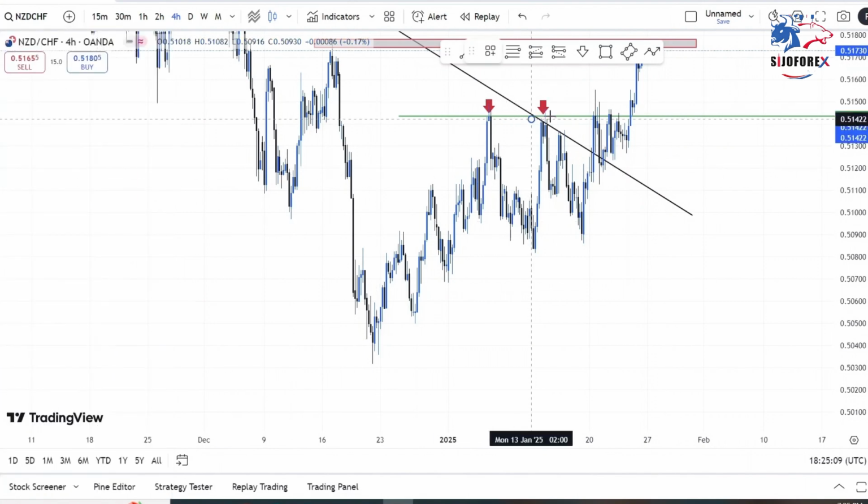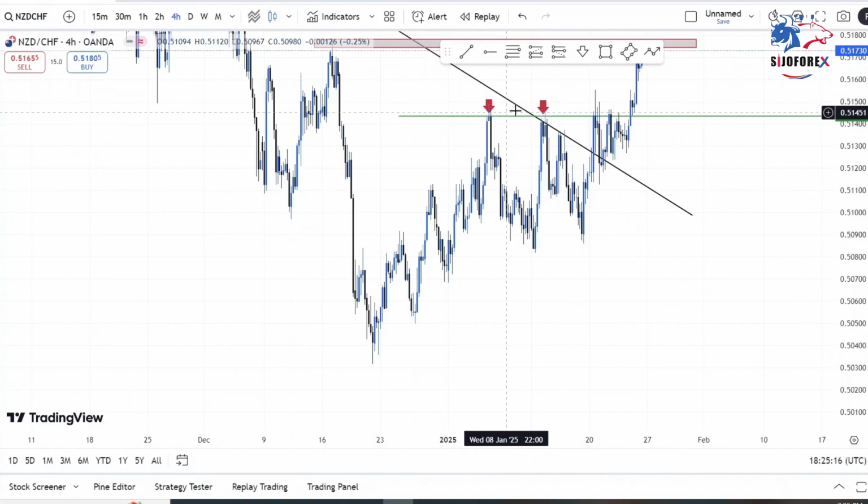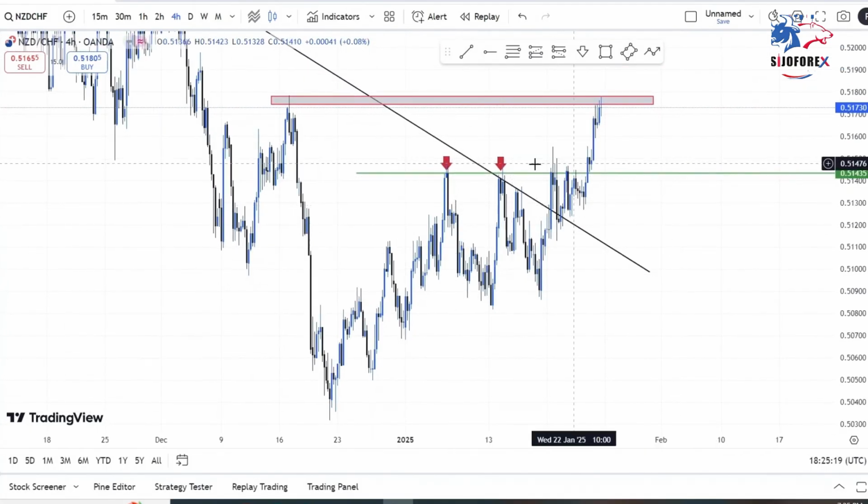Now the market is going to be reversing here. You can make a point here, a circle. So for me, this one is the same as the arrow. So let's just work with what we have here.